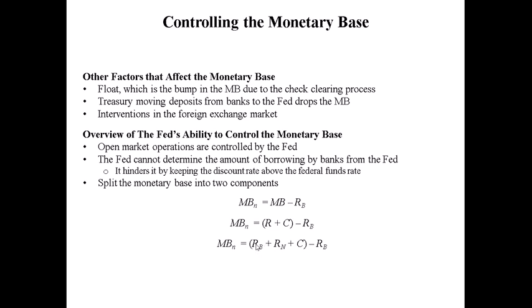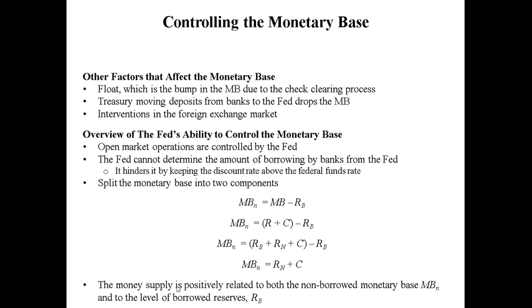Borrowed reserves during normal times are usually really close to zero because, again, the discount rate is generally greater than the federal funds rate. So that discourages borrowing directly from the Fed. So this usually is zero. And then if I subtract borrowed reserves from the monetary base, I get non-borrowed reserves plus currency. And that's the non-borrowed portion of the monetary base. So the money supply is positively related to both the non-borrowed monetary base and to the level of borrowed reserves right here.